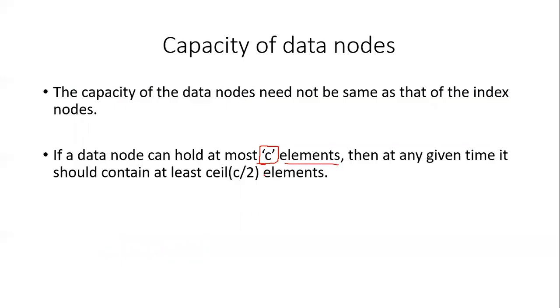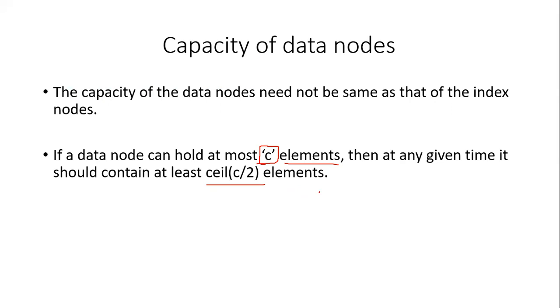Then what is the lower bound? The lower bound is given as ceil of C by 2. That is, at any point of time, any data node should not have fewer than ceil of C by 2 keys. If in some situation a data node contains fewer than ceil of C by 2 elements, then we say that the node is deficient, and somehow we have to remove the deficiency. I hope you are not confused.